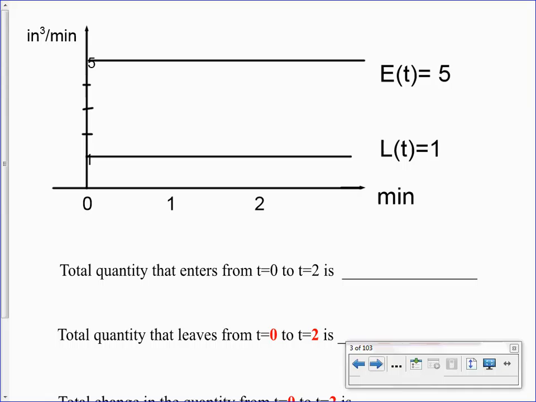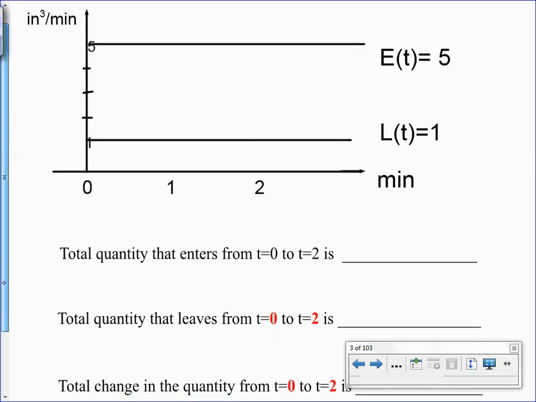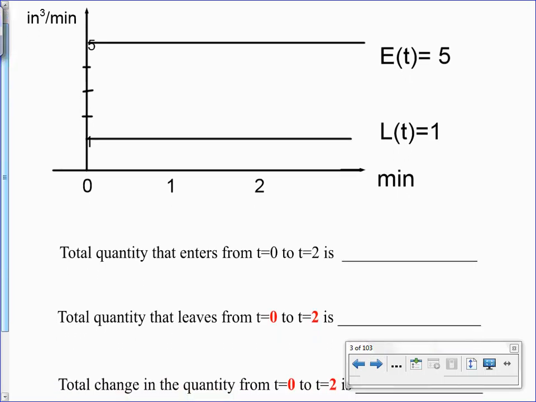What I've done here is graph the rate at which the water was being poured in. I like to call the rate at which a quantity enters E of t, E for enter. So that's 5. And the rate out is 1 cubic inch per minute, so I graph that down here as a function of time. Graph these rates. Now suppose the water's coming in at 5 cubic inches per minute and leaving at 1 cubic inch per minute.